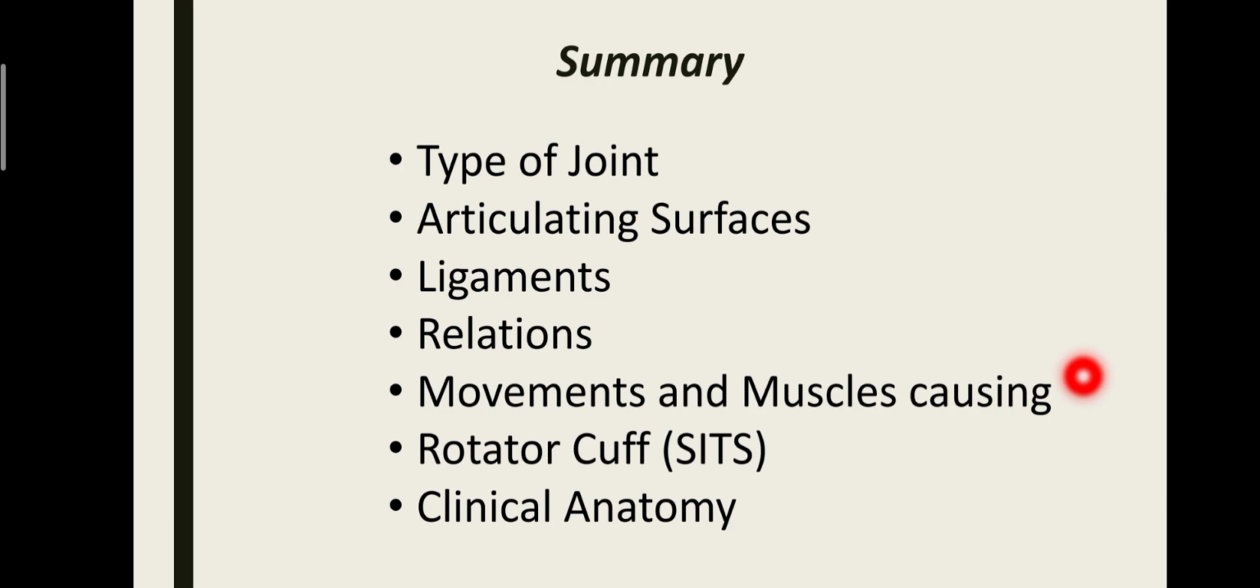And abduction alone occurs in 3 ranges. And next is your rotator cuff, which is formed by the SITS muscles. S for supraspinatus, I for infraspinatus, T for teres minor, and S for subscapularis. Then we had a look at the clinical anatomy. So this is all about the shoulder joint.